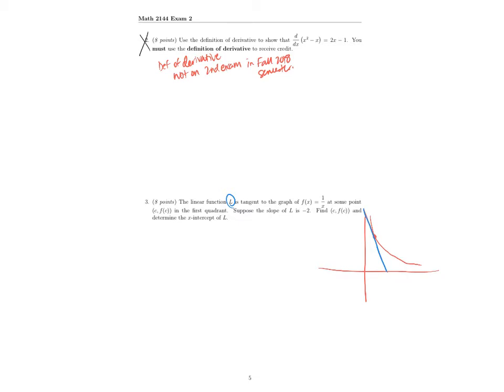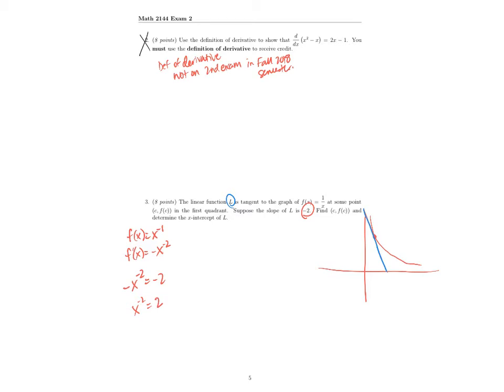I also know the slope of a tangent line is the same thing as the derivative. So what is f of x? I can write it as x to the -1, and then I can take the derivative. F prime of x is equal to -x to the -2. And so if the slope is -2, that means that that's equal to the derivative. So that means that x to the -2 is equal to 2.